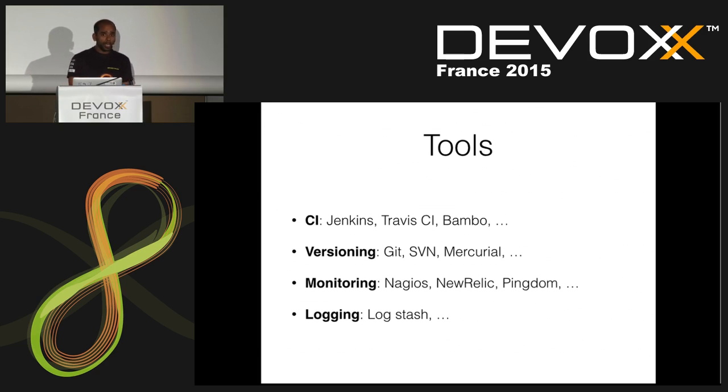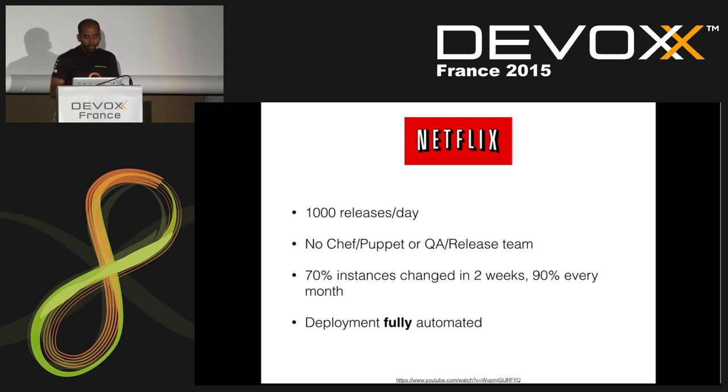In terms of versioning, Git is the prominent tool here. SVN and Mercurial, and a bunch of other tools as well. There are lots of tools for monitoring as well that I've seen people using. Logging is again a very critical part of it.